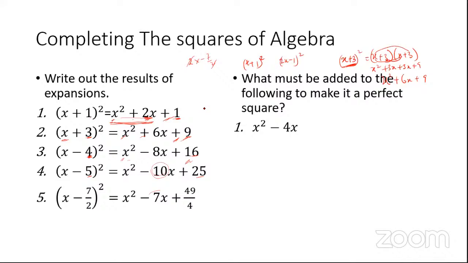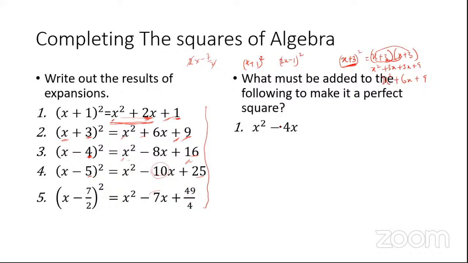From our conclusion here, we can conclude that x squared plus 2x plus 1, which is the same thing as (x plus 1) squared, is a perfect square. X squared plus 6x plus 9 is a perfect square. X squared minus 8x plus 16 is a perfect square. X squared minus 10x plus 25 is a perfect square. X squared minus 7x plus 49 over 4 is a perfect square.